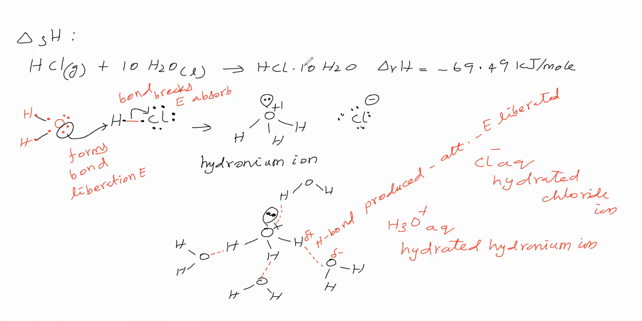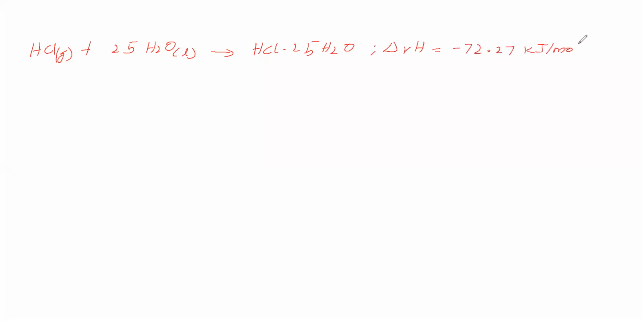Now we will see this in the enthalpy of solution. The next example we will take is HCl gas. 1 mole of HCl gas is passed through 25 moles of water. We are getting the solution HCl dot 25 H2O. For this process, the enthalpy of reaction is minus 72.27 kilojoule per mole.